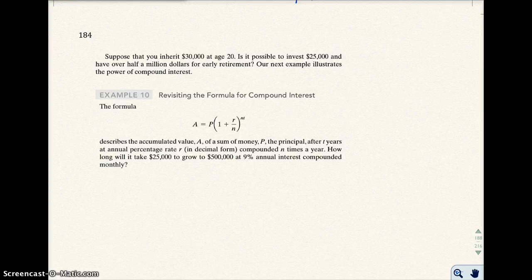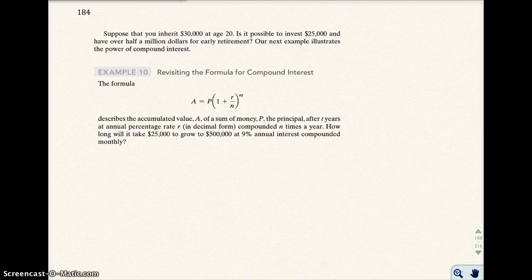So this is one case where if you have some money at a young age and you invest it, will you be able to have over $500,000 by the time you retire? So from age 20 to about, I don't know, 50 or 60 or so on. Here it says the formula, what we looked at before, the accumulated interest formula, describes the accumulated value, and we've already talked about it before. How long will it take $25,000 to grow to $500,000 at 9% annual interest compounded monthly?